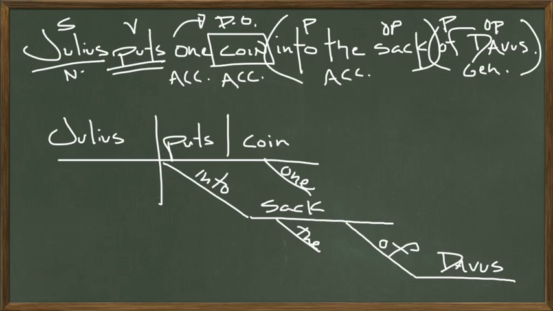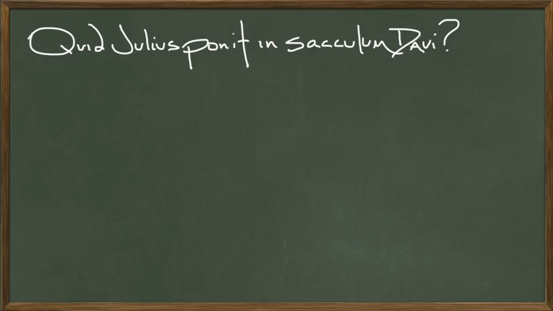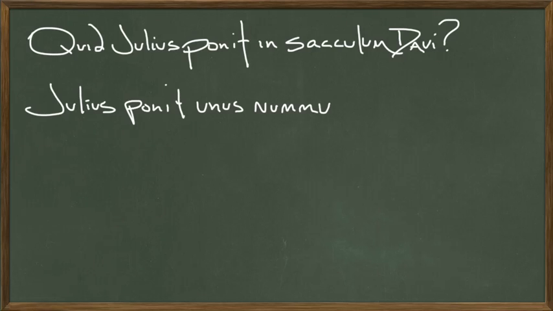Let's go back over now and translate this into Latin. So our response, well, let me show you what the students always respond with, and then I'll show you what the correct response should be. So they always respond with Julius ponet unus numus, because that's one coin, in saculum Davi. Sorry about the D down there. Okay, this is almost perfect.